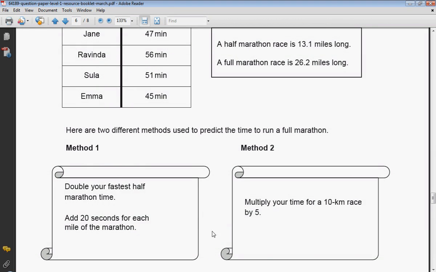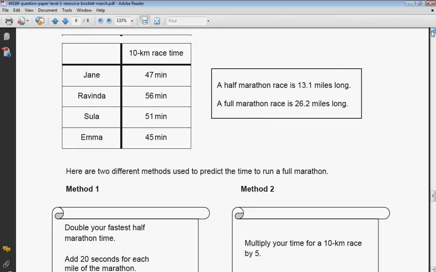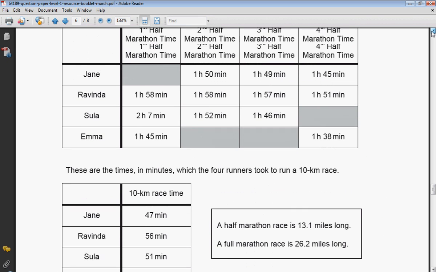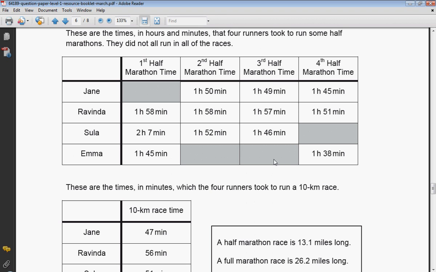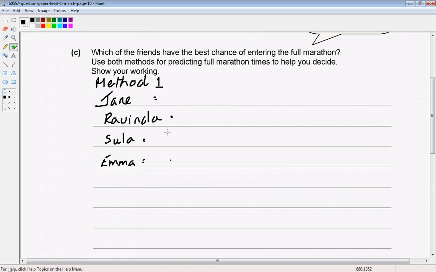Now on this part I'm just going to do method 1. So we have to double the fastest half marathon time, and then we need to add 20 seconds for each mile of the marathon. So the first thing I need to do is find out what everybody's fastest time was. So Jane, her fastest time is 1 hour 45 minutes, and we're going to multiply that by 2.